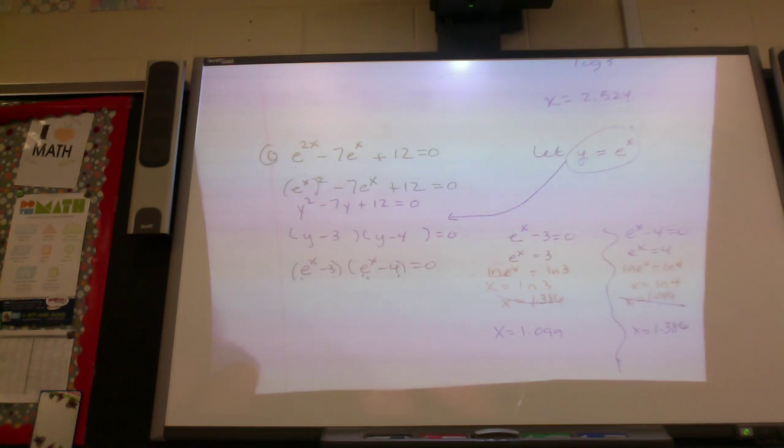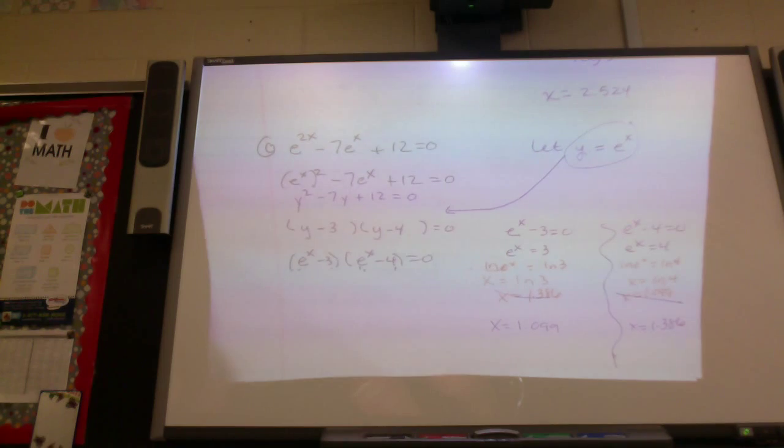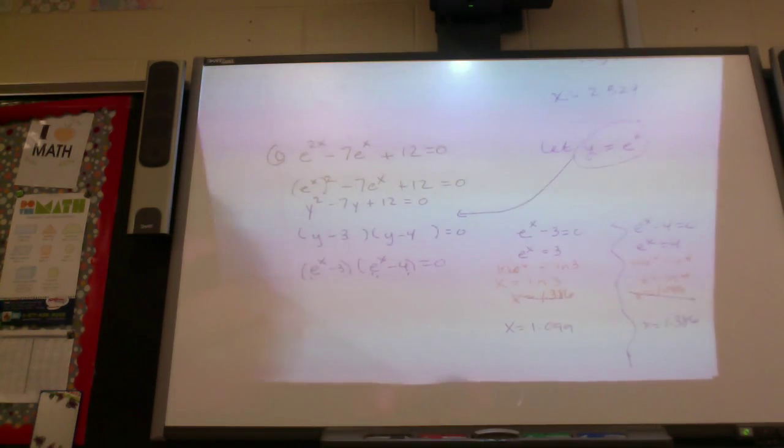Anyone not done? We have one more example. Another one, solve each.